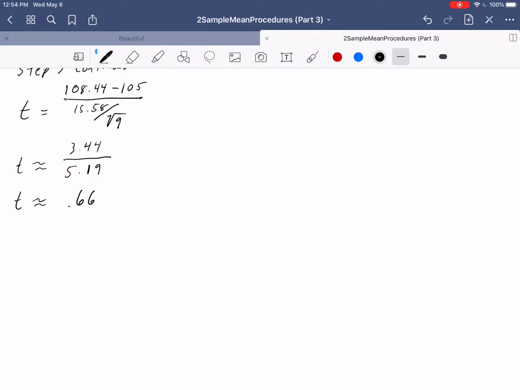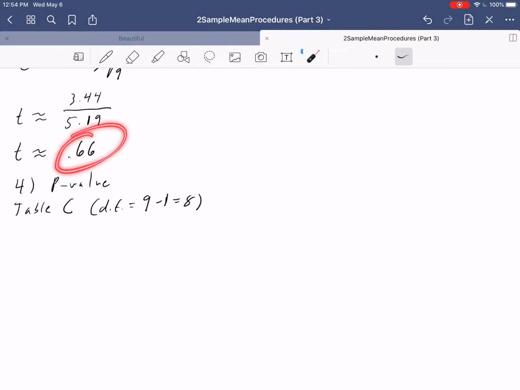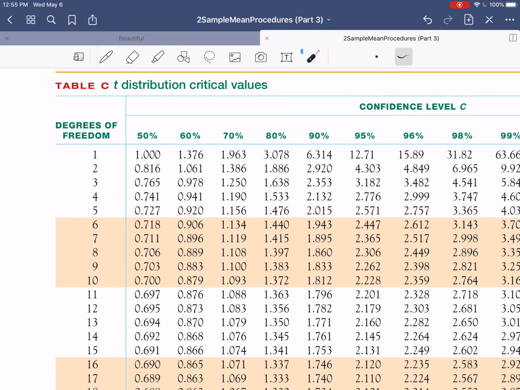Now we are ready to go ahead and move on to step 4, the p-value. For the p-value, we will need to go ahead and use table C. We'll need to know our degrees of freedom, which in this case is our sample size 9 minus 1, which is 8. So we have our t-value of 0.66. You're going to be using degrees of freedom 8. And remember, we want the one-sided p-value because our alternate was one-sided. So we're looking for 0.66 with 8 degrees of freedom. So our 8 degrees of freedom would be right here. And as you can see, the very first value is 0.706.